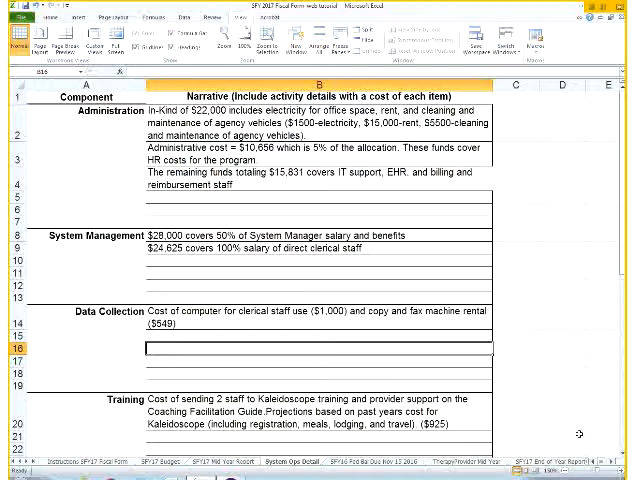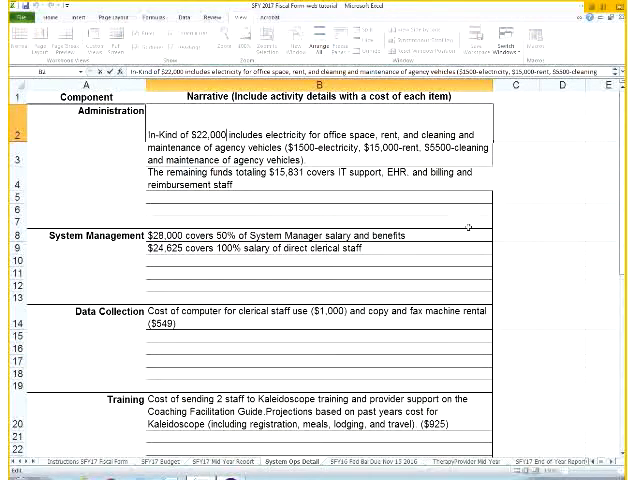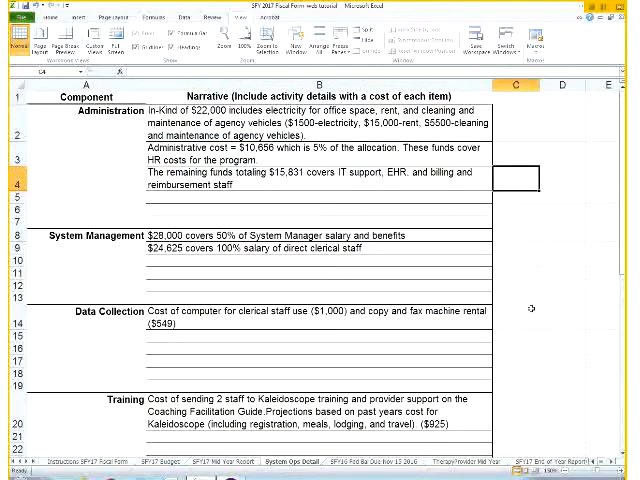If you look at our example here, you see under administration, they have included their in-kind of $22,000. And then they have broken that down to tell you what it's including: electricity for their office space, rent, and cleaning and maintenance of agency vehicles. And the individual cost of each of those expenditures is also broken down. As you can see, this level of detail tells us immediately what is given in kind related to system operations and what those associated costs actually break down to.